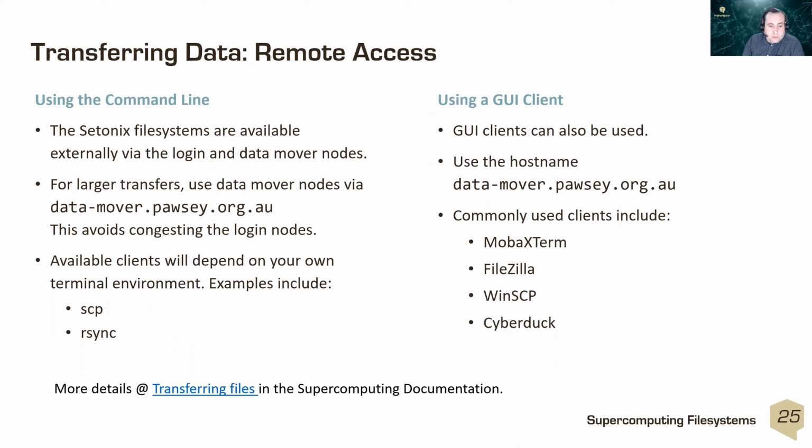So I think I've covered a lot of this in terms of using datamover.pawsey.org.au and using SCP and rsync. You can also use GUI clients, which can make it a little bit easier. So things like MobaXterm, FileZilla, WinSCP, and CyberDuck. This is just a case of making sure you use the hostname datamover.pawsey.org.au when using those clients.